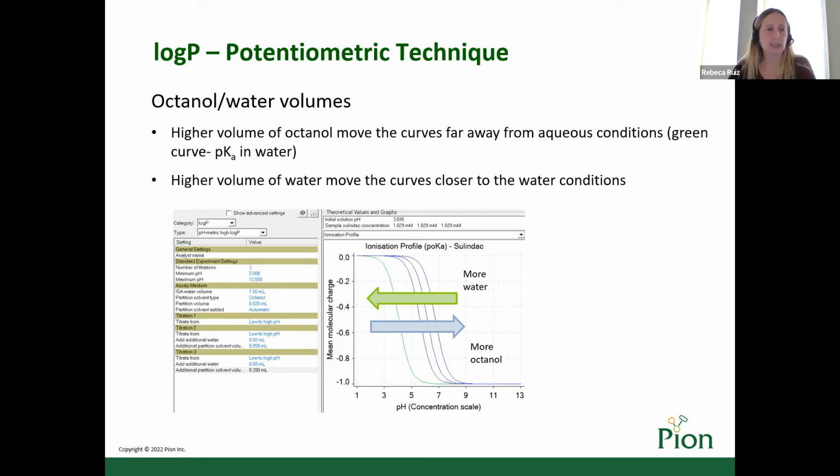So then how to set up the right volumes of the experiment? The green curve here, this is the pKa determined in water. So that means that these are water conditions. The blue curves, these are the pKa's determined in octanol conditions. So if we are adding more and more octanol, the curves are going to shift more and more to the right. And adding more water, the curves will shift closer to the pKa in water, which is the aqueous conditions.